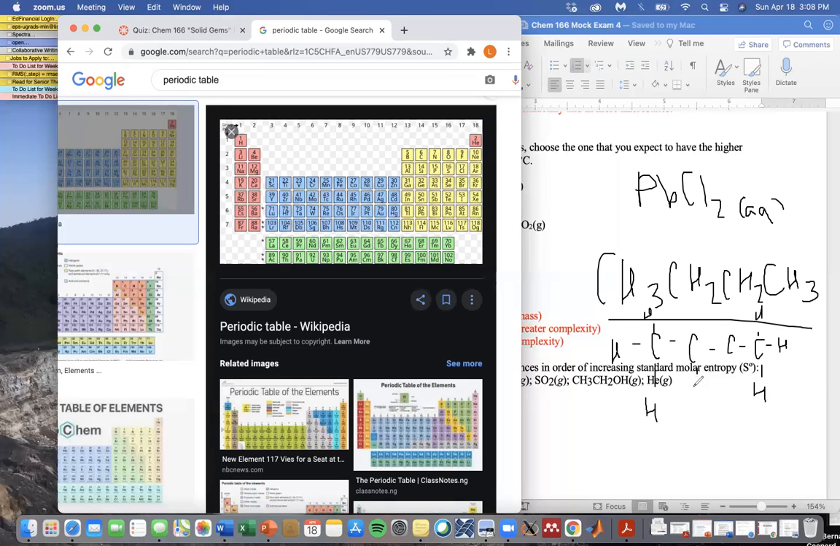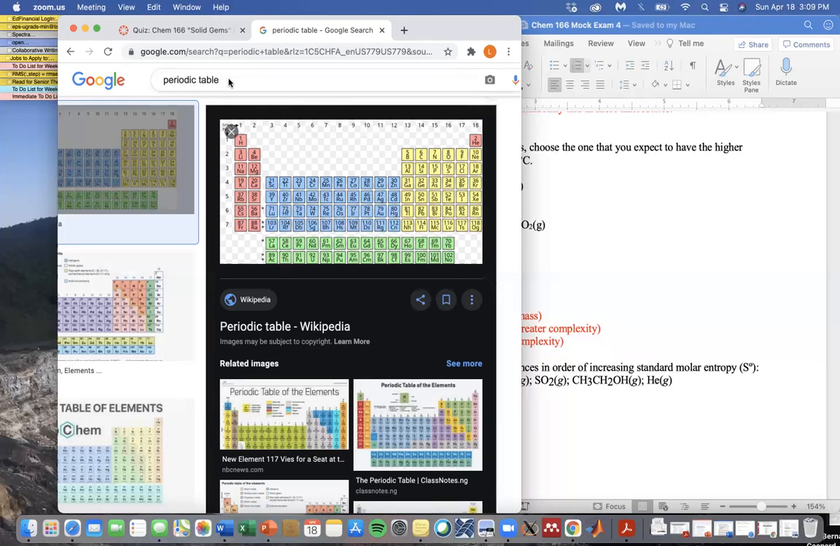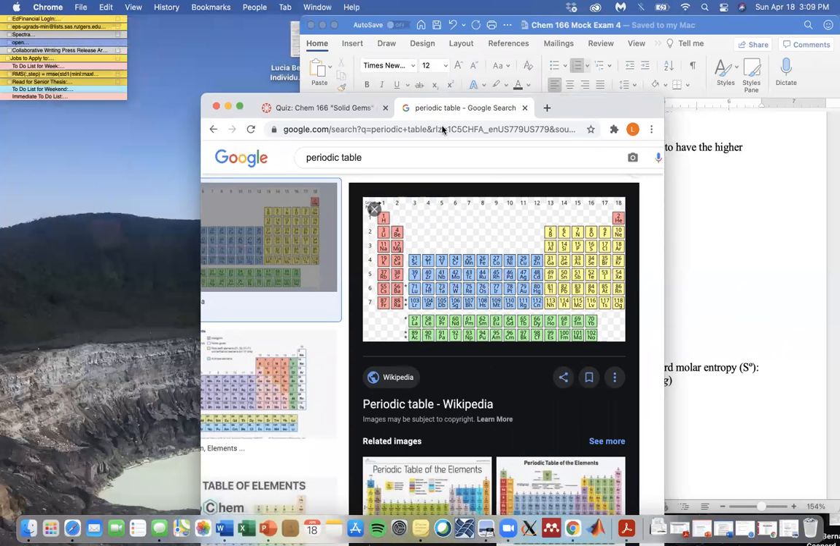And so when you have these really complex molecules, they might not necessarily be heavier than something like PbCl2, but they're way more complex. And so because of that, this one would have more standard molar entropy. But I think for all of these, it should just also be the greater molar mass.